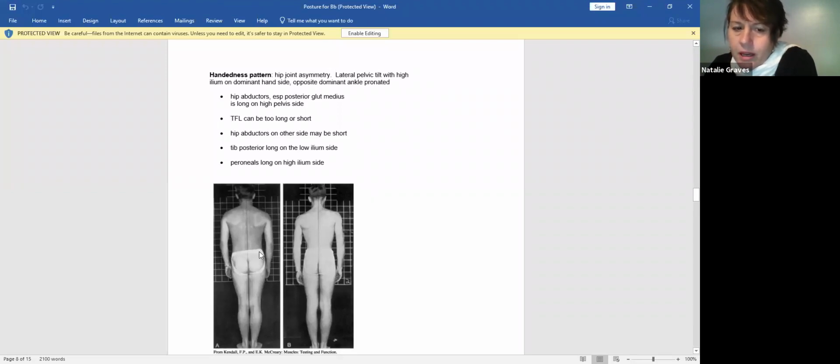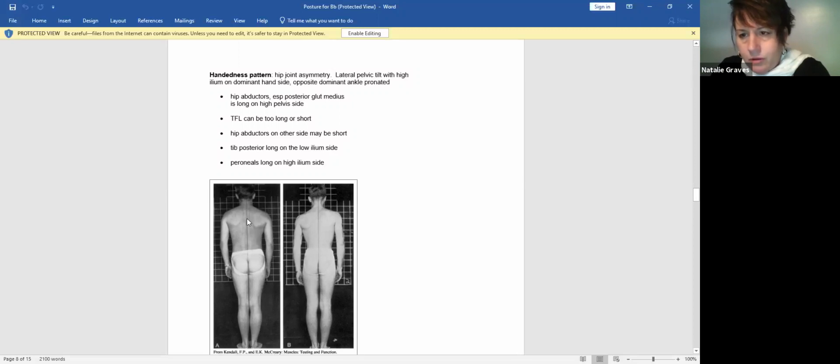Some people will have a pelvis that's a little bit higher. If you look in picture A, the pelvis is higher on this side, on the right side, and the shoulder girdle is depressed. That doesn't always happen. Sometimes with the handedness pattern, the shoulder girdle will be a little bit elevated on that side. But that would be something that you would want to note. It's not uncommon to see asymmetries.